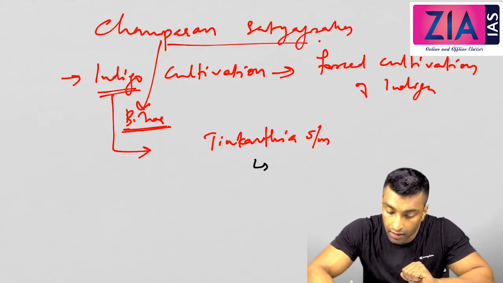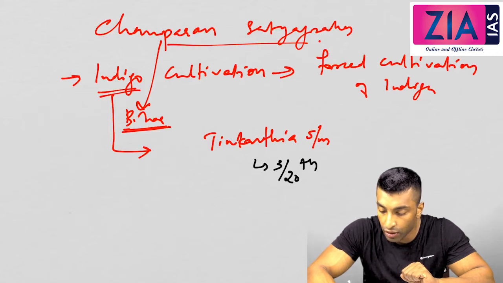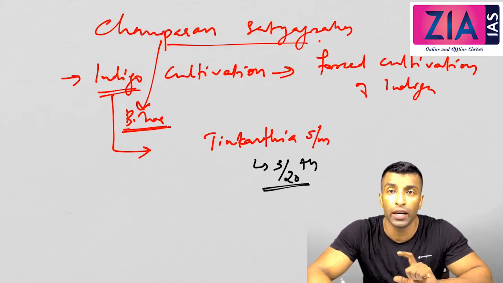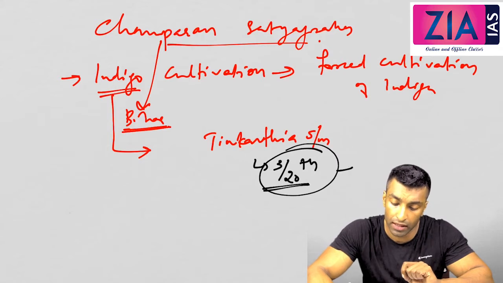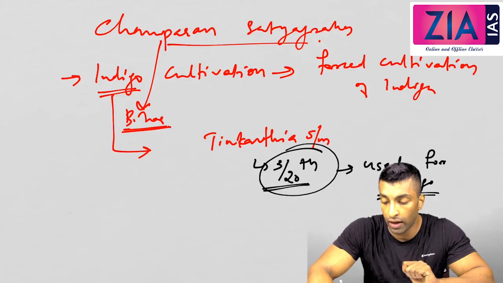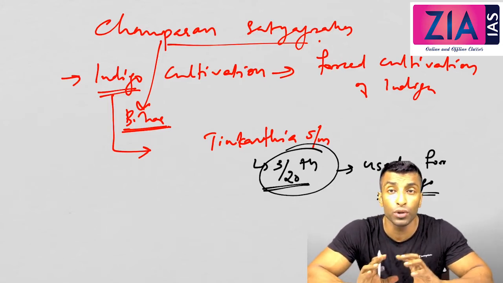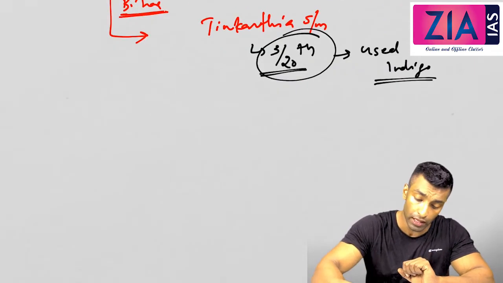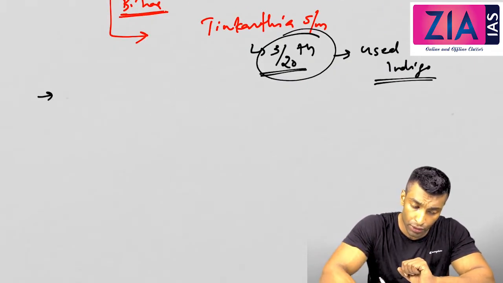What is this system? Under the Tin Kathia system, 3/20th of your land you have to use for cultivation of indigo. So there is compulsory 3/20th of the land used for indigo cultivation. That's why the Indian planters were forced to cultivate. So it's actually a forceful cultivation of indigo. Now, what were the issues of Indian peasants?